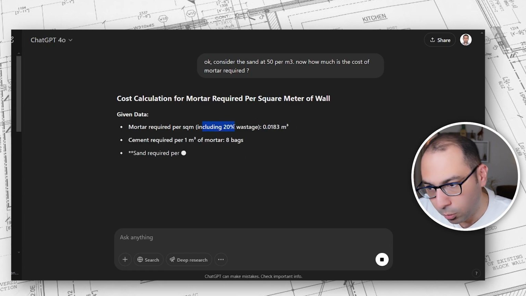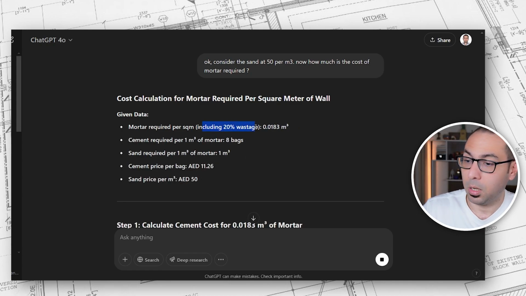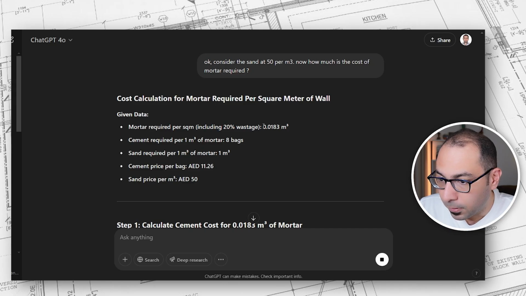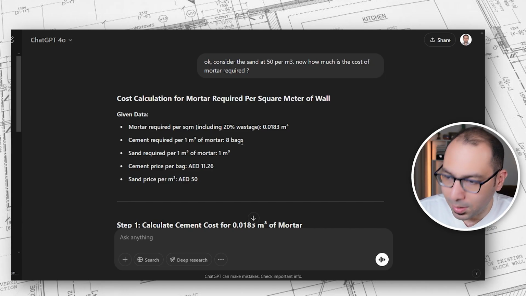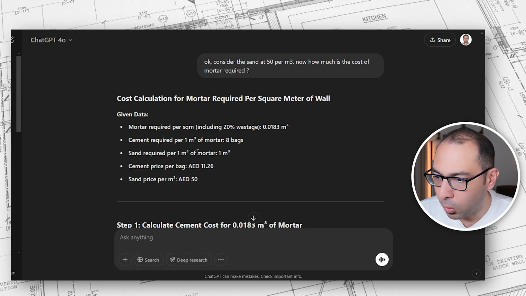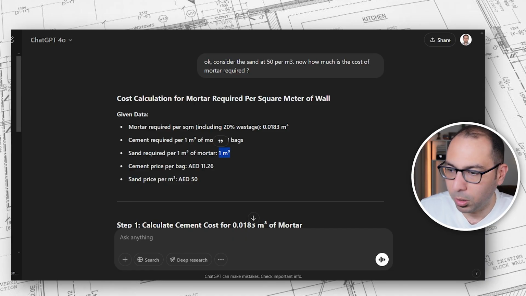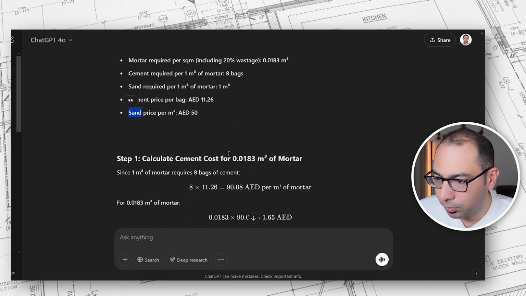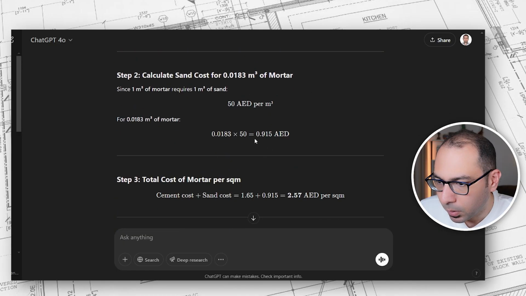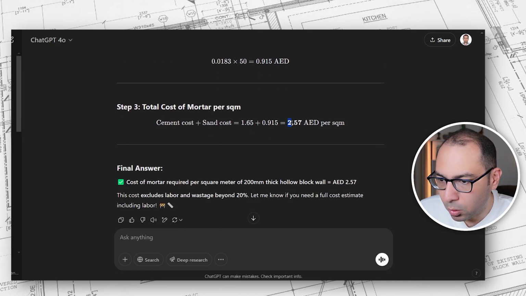Okay, we'll add the wastage also, 20% wastage here. And this is the volume after adding the wastage. Mortar required per square meter, including 20% wastage. Cement required per 1 cubic meter is 8 bags. And sand required per 1 cubic meter of mortar is 1 cubic meter. Cement price is this, and sand price is this. So this is the cement only. And this is the sand. So total cost of mortar, he's getting 2.5 here.